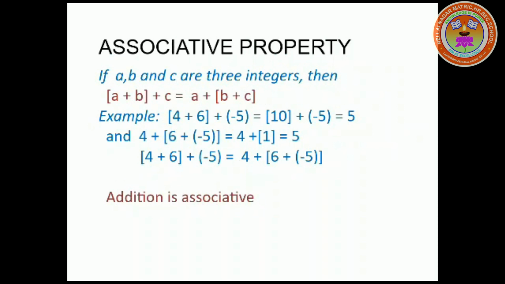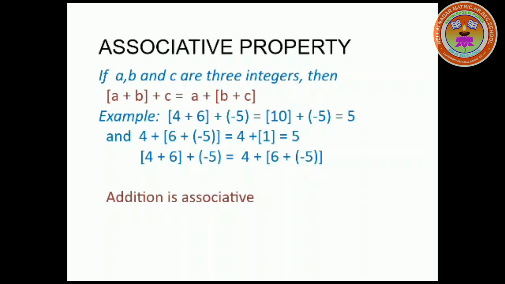Next, associative property. Associative property states that if A, B and C are three integers, then A plus B plus C is equal to A plus B plus C, with the grouping changed. Example, 4 plus [6 plus -5]. So here we are going to consider three integers, okay? So 4, 6 and 5. 4 and 6 are positive while 5 is negative.